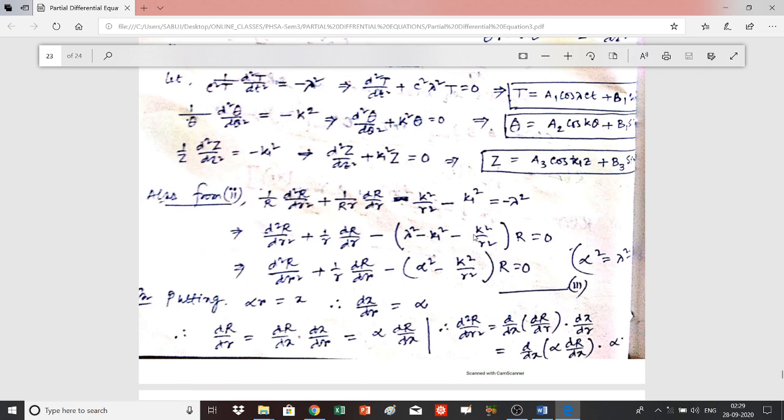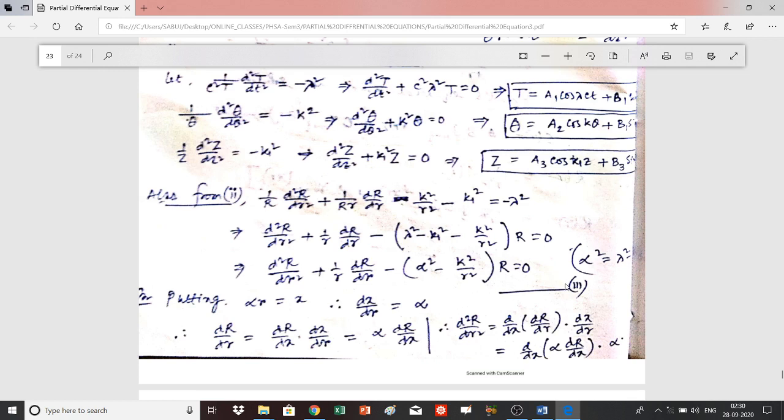Write k square alpha square as equal to, write this lambda square minus k square as alpha square. This term lambda square minus k square is equal to alpha square. So then from this, d2r by dr square plus 1 by r dr by dr plus alpha square minus k square by r square into r is equal to 0.